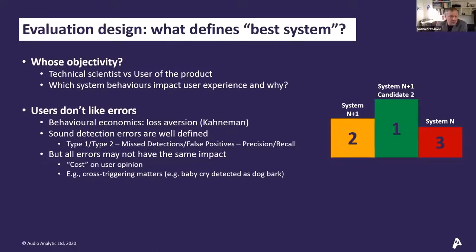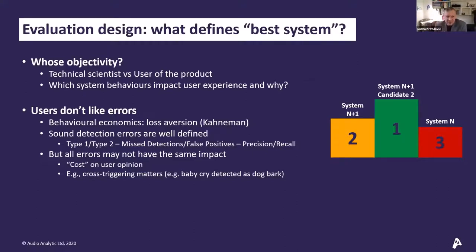You have only two types of errors. That's general for any detection system, type one and type two. You have the misdetections, the thing that you should have detected but didn't detect, or the false positives, the thing which were detected but which were not what you wanted to detect. We're going to come back to that.